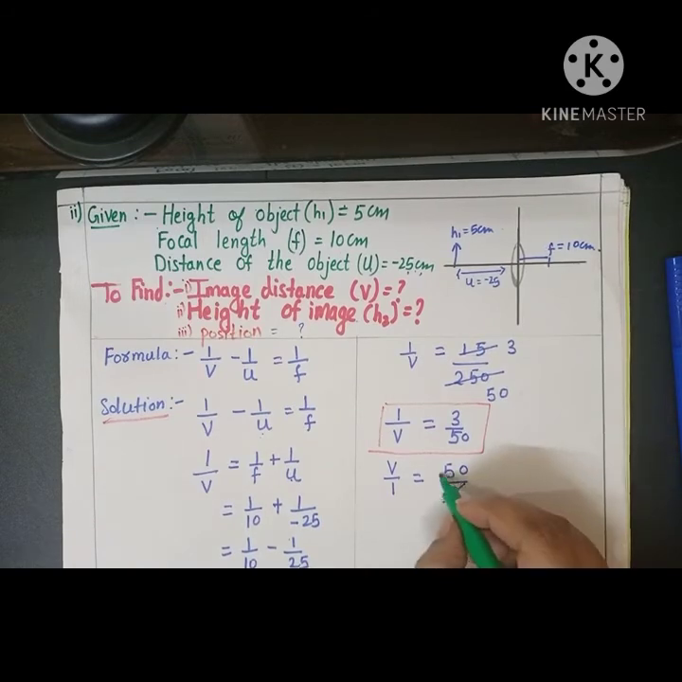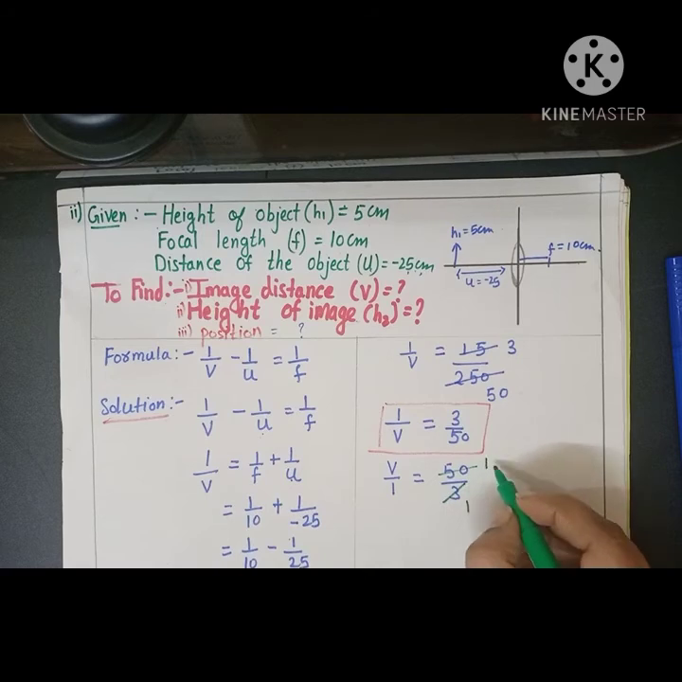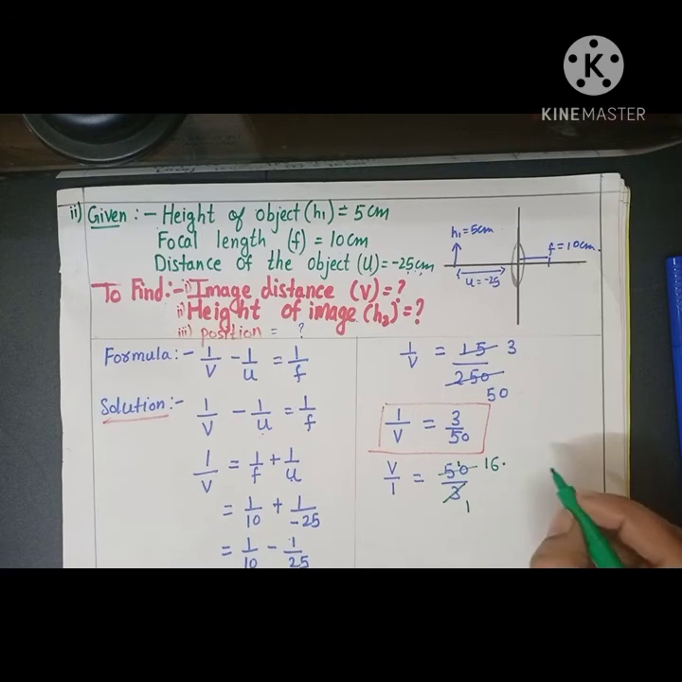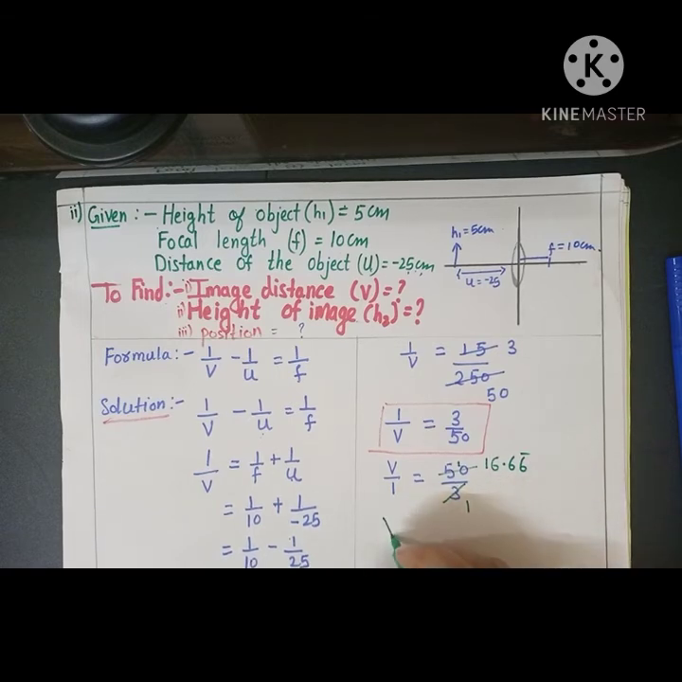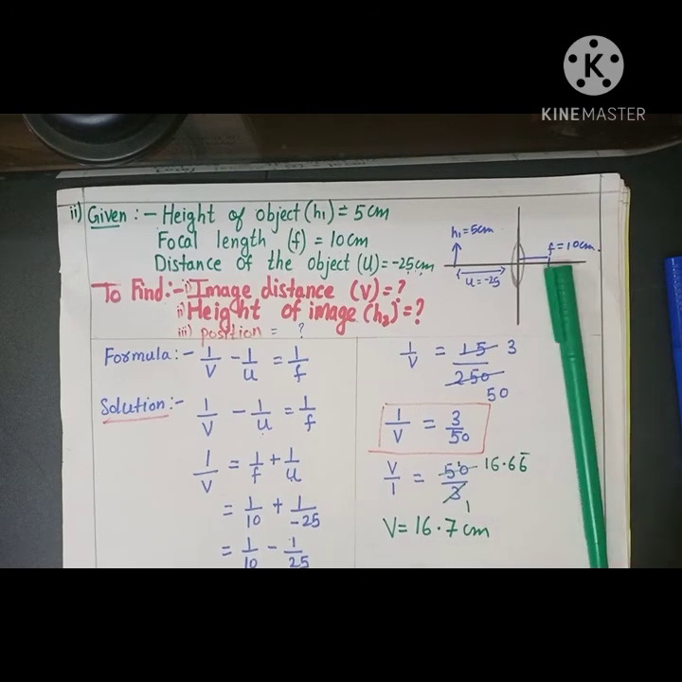So we get 3 ones are 3, 3 ones are 3, 2 carry, 3 6s are 18, point again 2 is left, so we will put 0, 3 6s are 18, so 0.6666 gets recurring over here, so we get v is equal to 16.66, or you can write 16.7 centimeter.